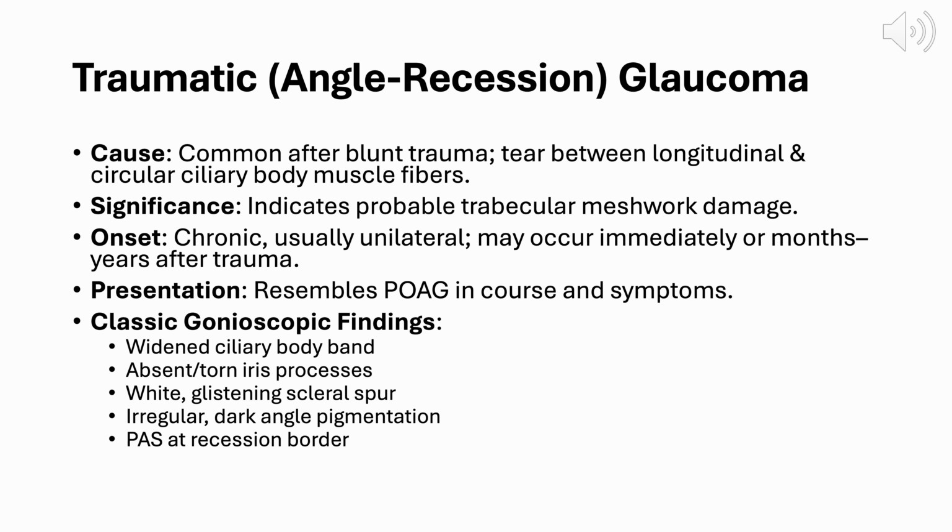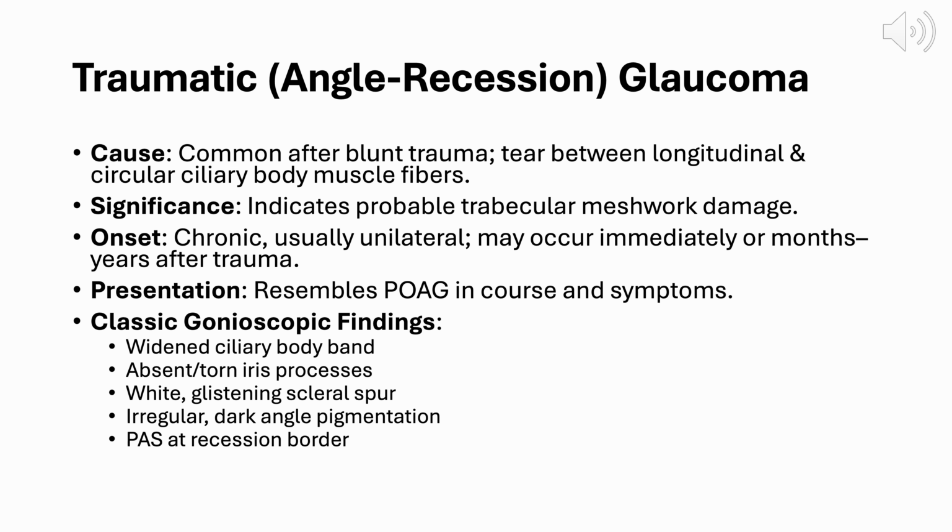Here we're moving into traumatic angle recession glaucoma, which is a secondary glaucoma that develops after blunt ocular trauma. This condition results from a tear between the longitudinal and circular muscle fibers of the ciliary body. That tear signifies probable trabecular meshwork damage, which predisposes to glaucoma. The onset is usually chronic and unilateral, and it can occur immediately after trauma or even years later. Clinically, it often resembles primary open-angle glaucoma in its course and symptoms.